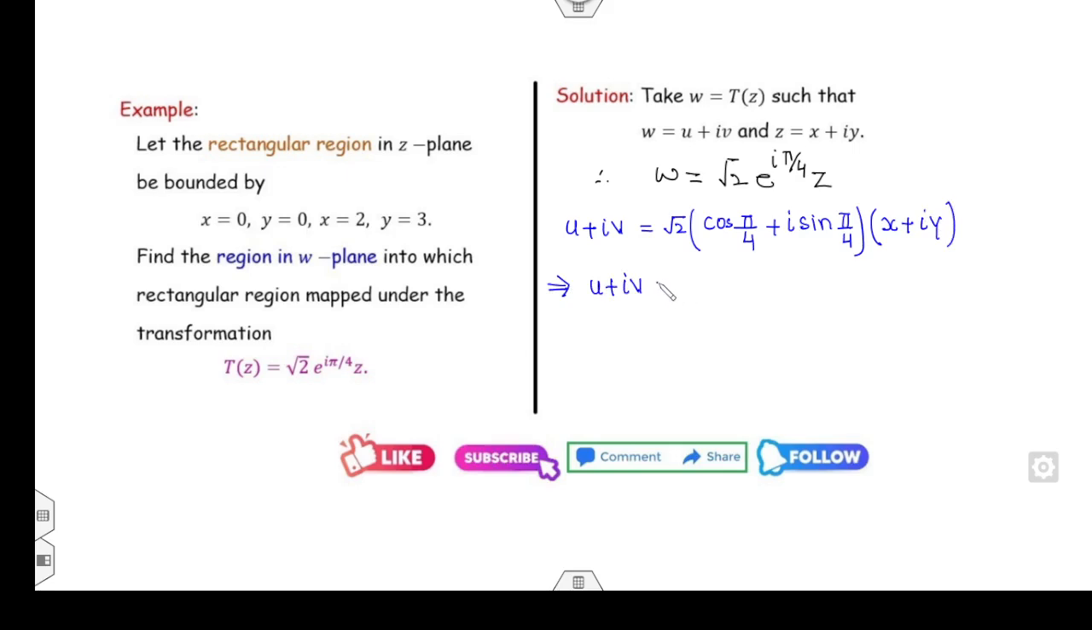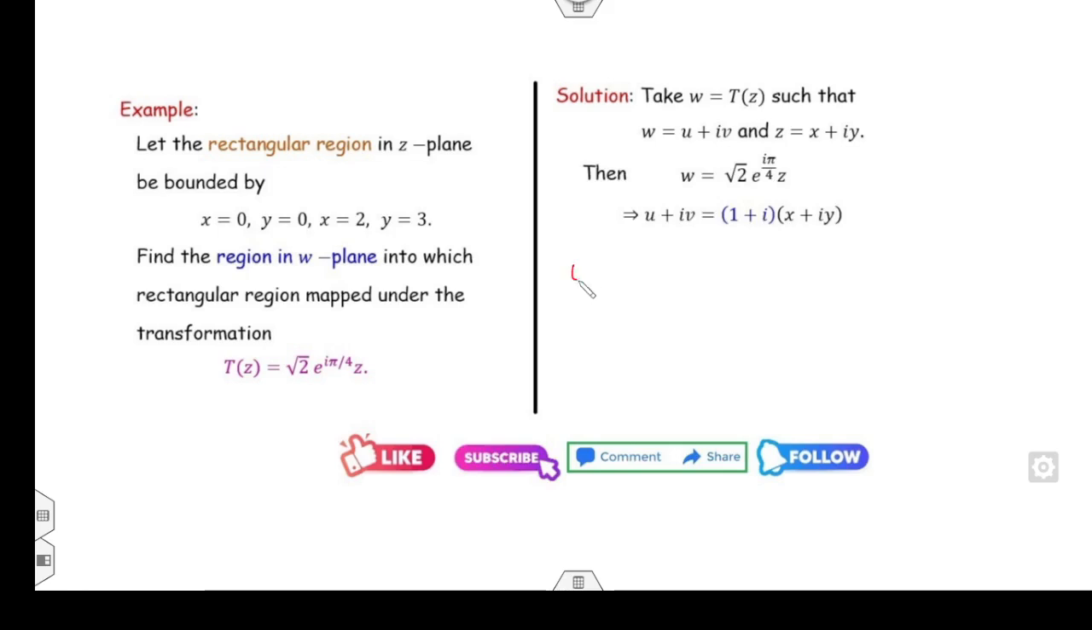Which implies u plus iota v is equal to root 2 times, what is the value of the cos? It is 1 over root 2, into x plus iota y. So clearly root 2 and root 2 will be cancelled. u plus iota v is 1 plus iota times x plus iota y. So can you equate the real and imaginary parts? What is the real component? If you multiply them, it is x, and if you multiply iota and iota y, it is minus y. Similarly for v, the imaginary component, the expression will be x plus y.